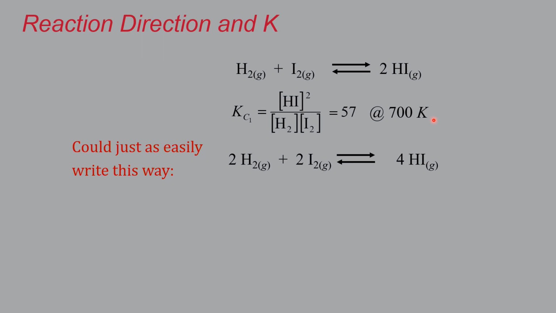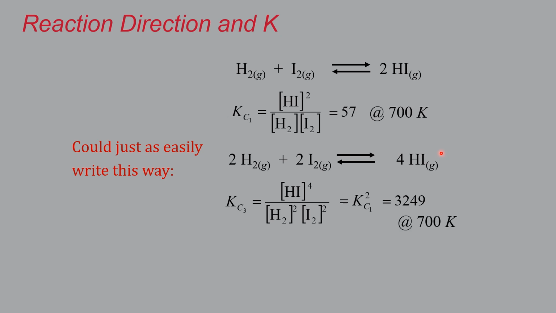And remember, we've doubled these, and you should get HI to the 4th power divided by H2 squared divided by I2 squared. And that is not double, but the square of the expression for Kc1. So it's the square of this one. That means numerically it would be equal to 3249, written this way, again at 700 Kelvin. And again, make sure you specify it.